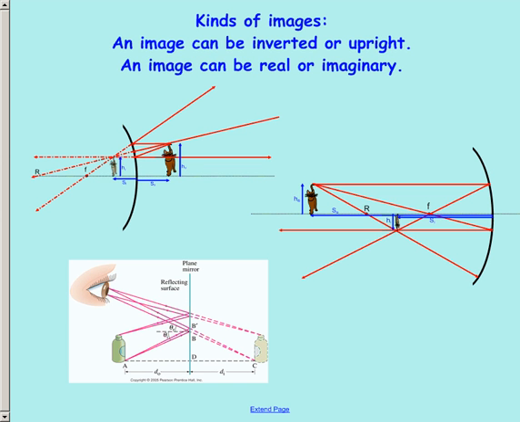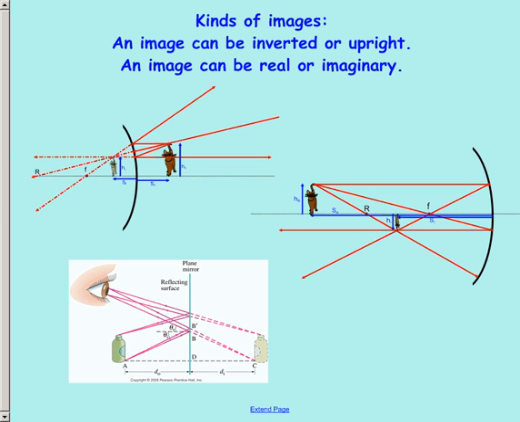All right, here are our three examples so far. And these are the kinds of images that we're going to deal with. So this is number two on our list of things for today. An image can be inverted or upright. It's pretty straightforward. If it's in the same direction as the object, it is upright. If it is in the opposite direction, it's inverted.